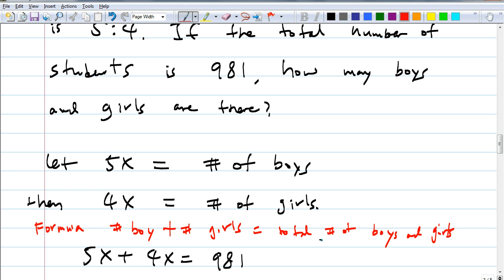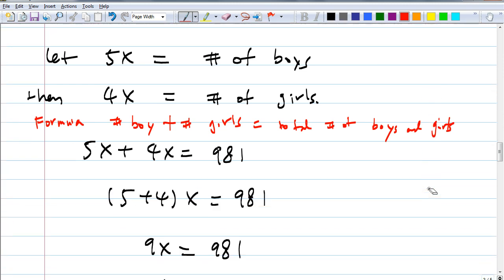So we came up with the equation, right? When you solve for x, what did you get? For boys we got 545, and for girls we got 436. But when I solved this, did anybody get x? What's your value for x? 109. You got 109? Okay. We all got that.